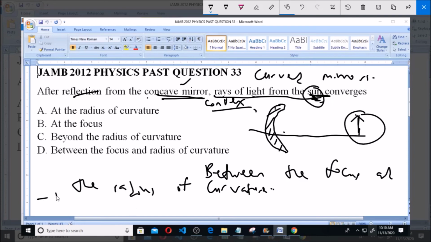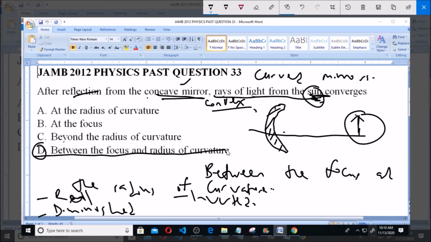Now the image that will be formed will be real, diminished, and inverted. So for the question we're asked, D is the answer, between the focus and the radius of curvature. So that is the answer to this question.